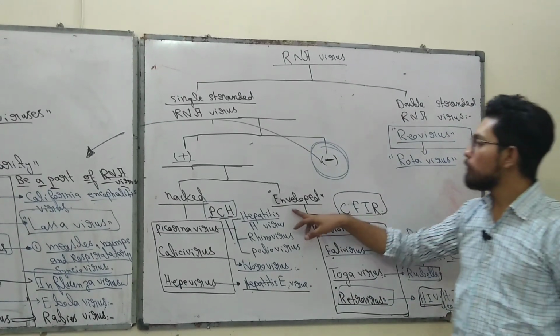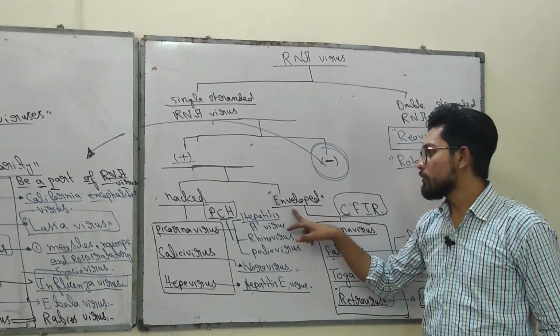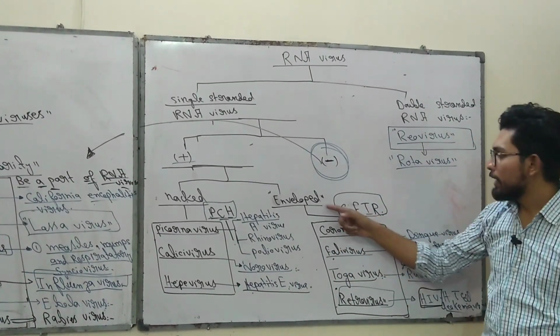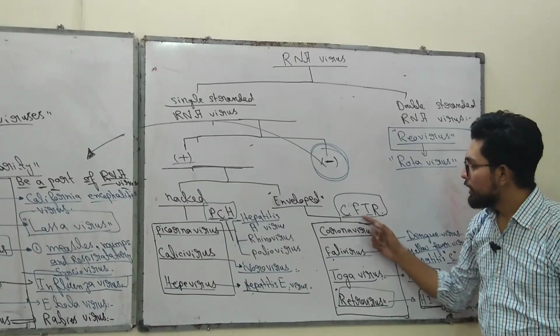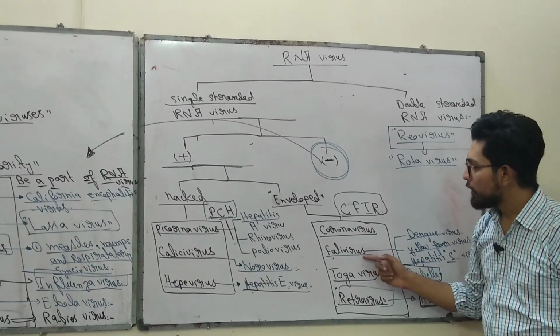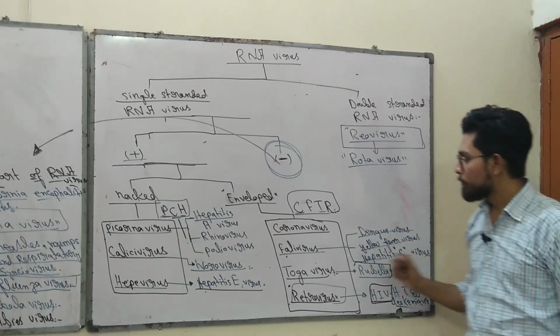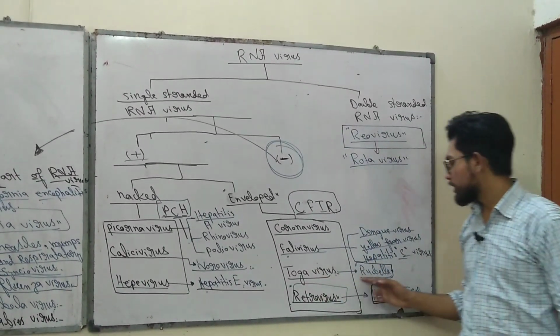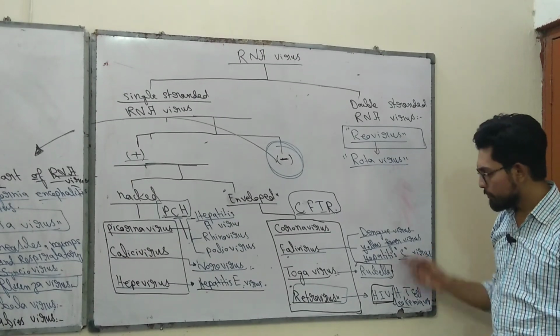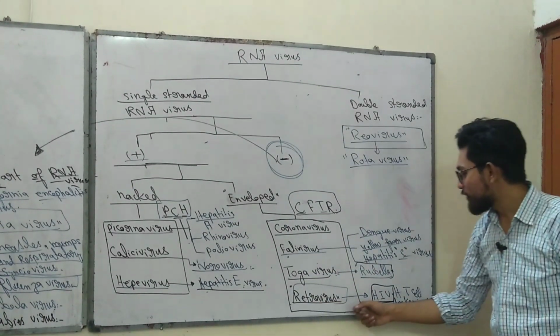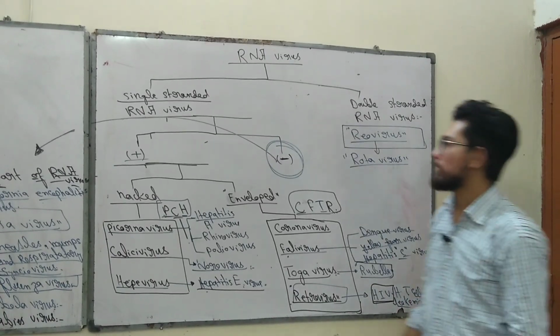Next one is the enveloped virus, which has an envelope that covers the capsid. The mnemonic for the enveloped viruses is CFTR. C means coronavirus, F stands for flavivirus, and flavivirus is further divided into dengue virus, yellow fever virus, and hepatitis C virus. T stands for togavirus, and togavirus contains rubella virus, which causes German measles or 3-day measles. Then R is retrovirus, and retrovirus contains HIV and T cell leukemia virus.